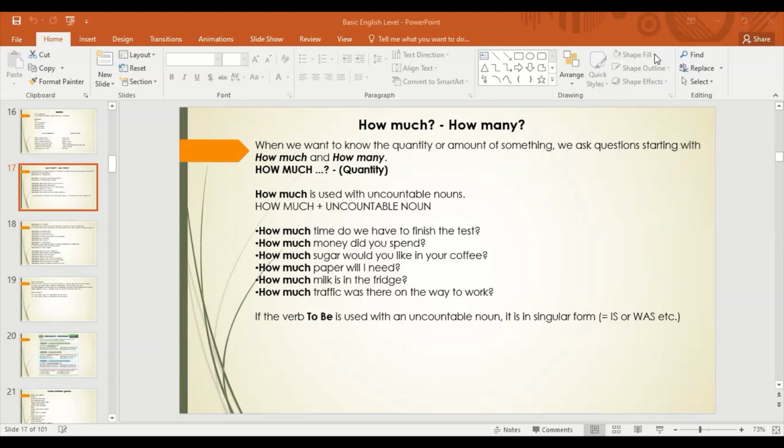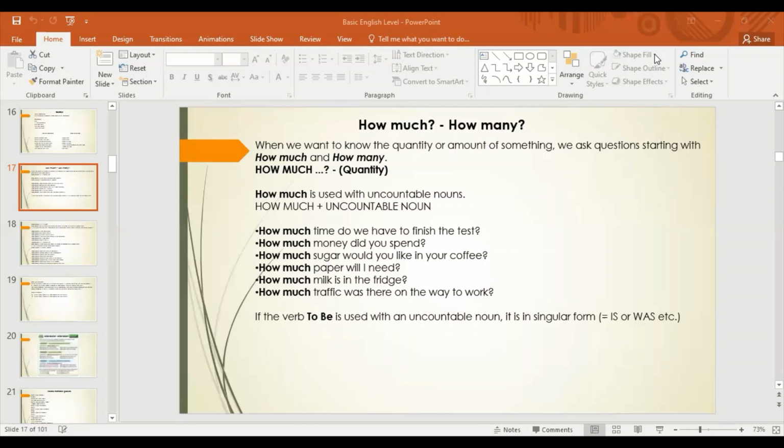How much basically we can use for quantity. How much is used with uncountable nouns. It means those nouns which we cannot count at the right time. Are you getting me? Yes, sir. So how much we can use where we are talking about uncountable nouns.